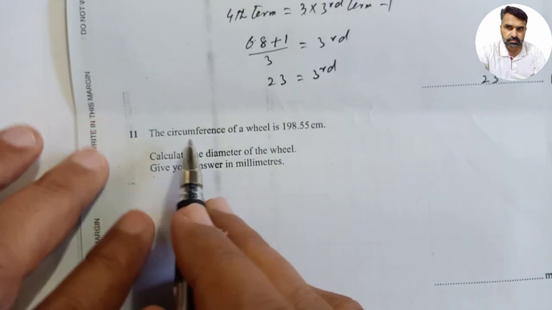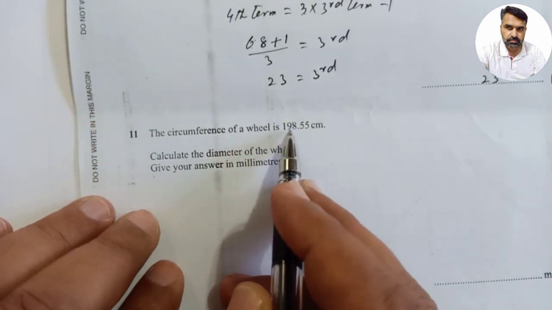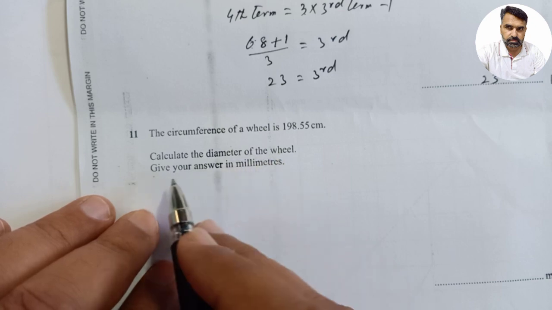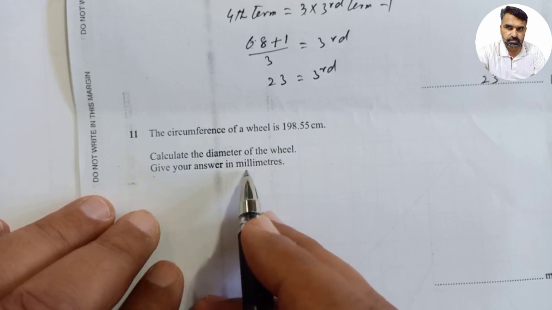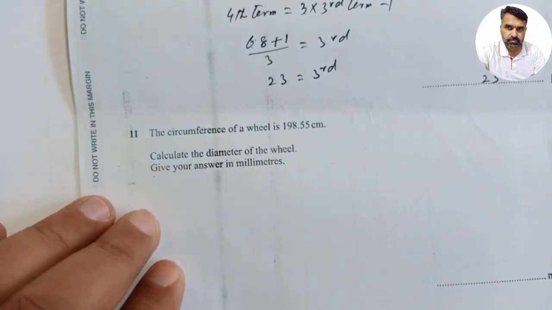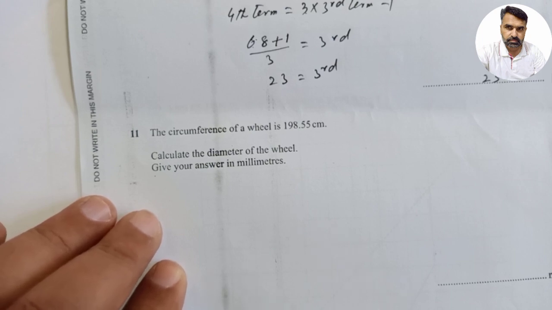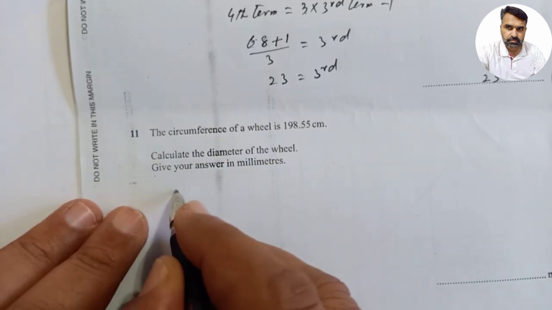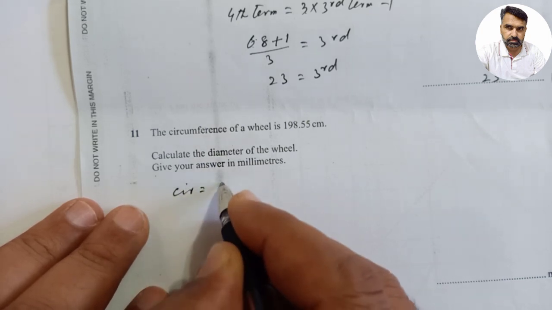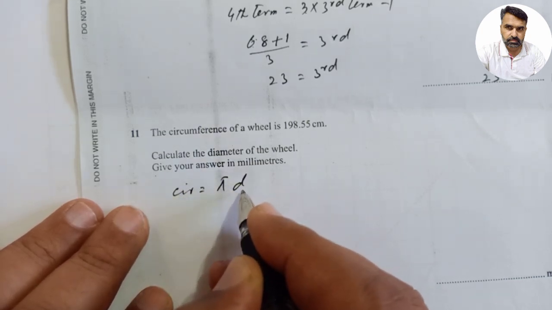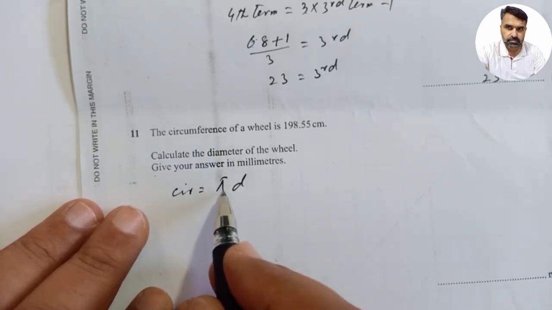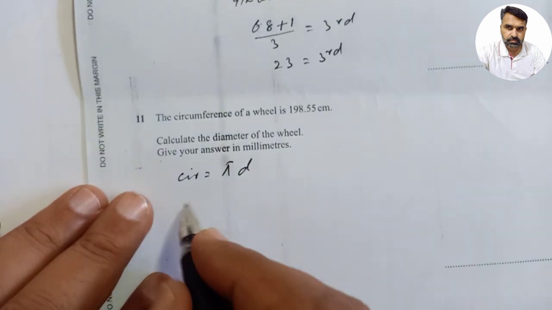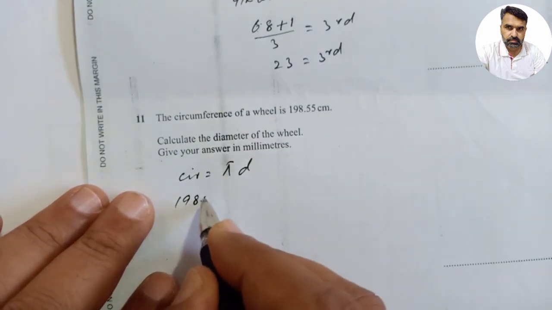Question number 11. The circumference of a wheel is 198.55 centimeters. Calculate the diameter of the wheel. Give your answer in millimeters. So students, it is given in centimeters. First we will find the diameter. And students, the formula of circumference is pi d. D we have to find. And the value of pi is 22 by 7, and circumference is given 198.55.